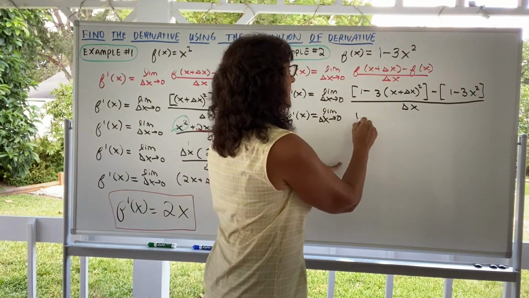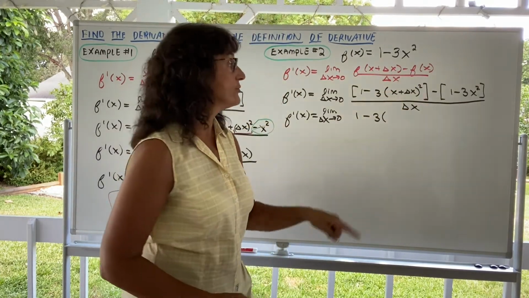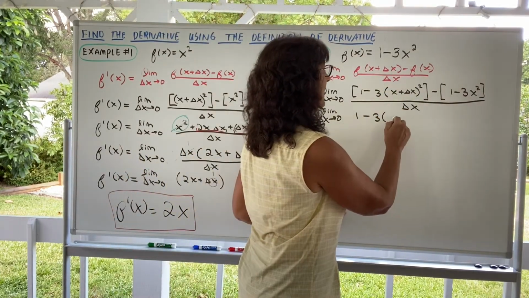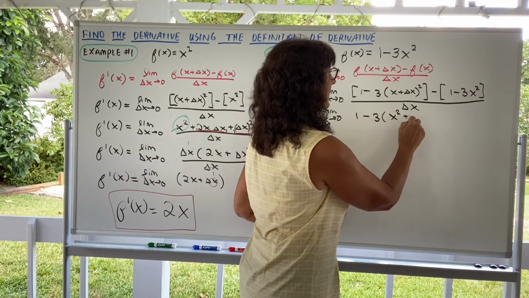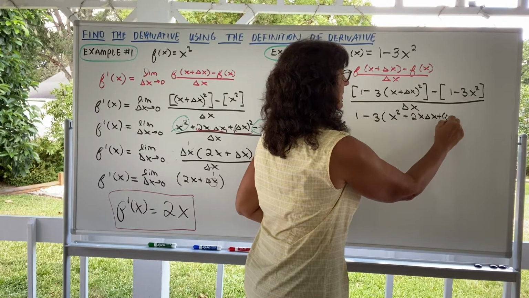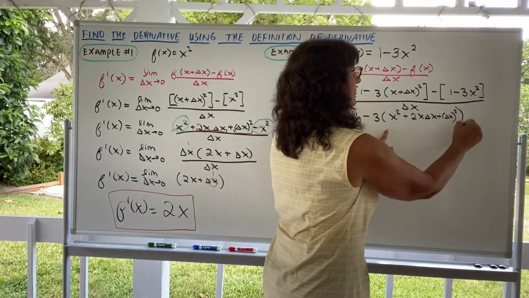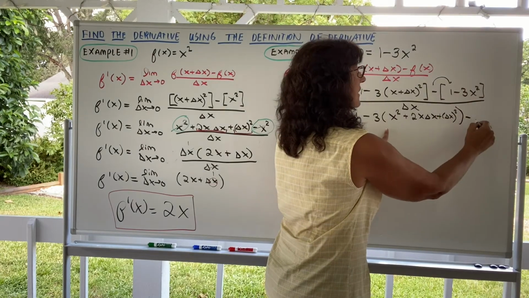Here we have 1 minus 3 times, let me go ahead and square and then I'll distribute the 3. When you square this expression, you're going to have x squared, plus 2 times x and delta x, and then you get delta x quantity squared. So we have this when we distribute.